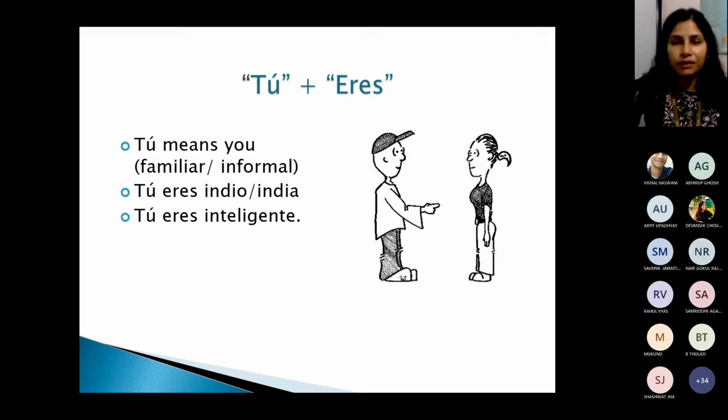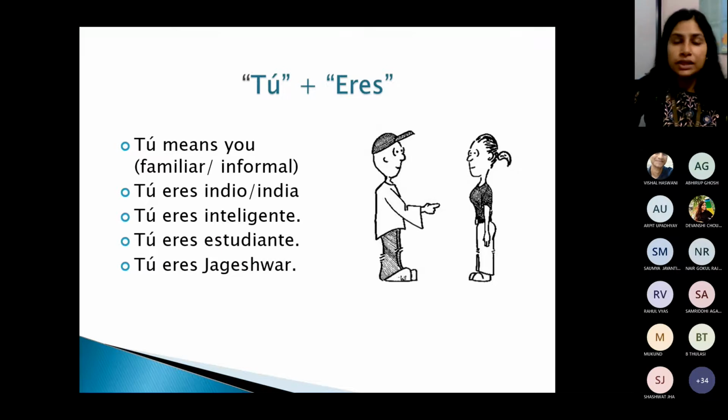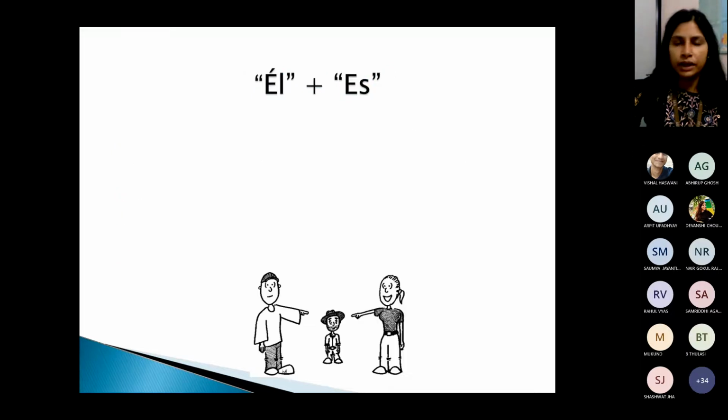So, tú eres indio. I don't know if you translate these sentences into Hindi. I do translations from Hindi to Spanish, or Spanish to Hindi. Tú eres inteligente, tú eres estudiante, tú eres Jageshwar, the name of the person. You are this, you are that, your name is this. So you are Jageshwar, you are Vishal, you are Vivek, like that.